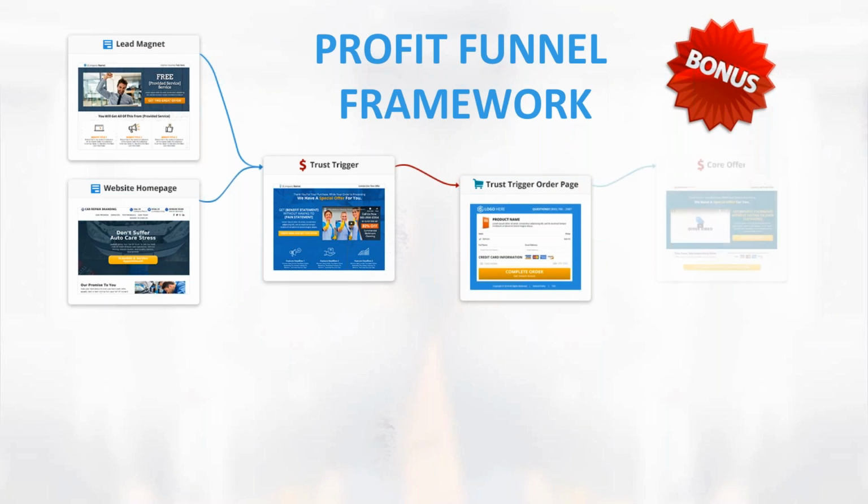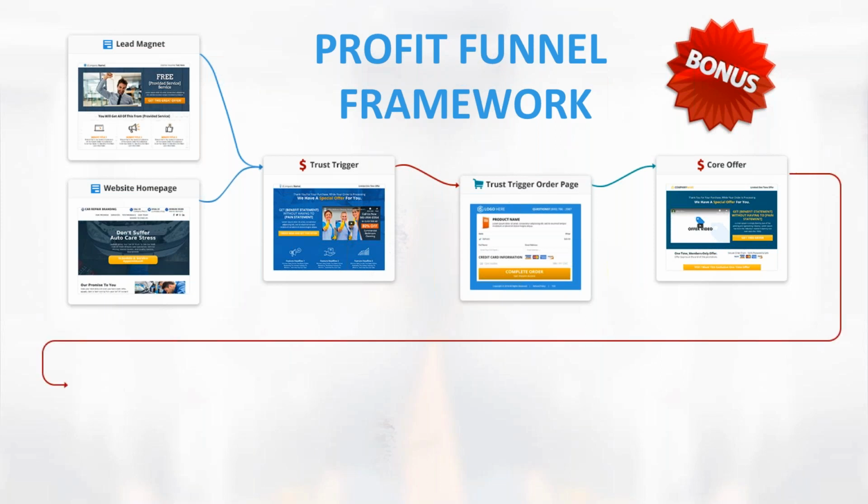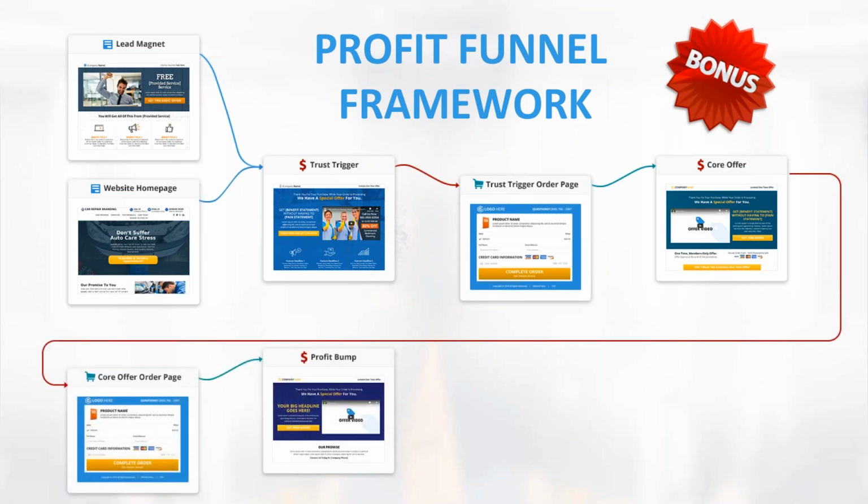The trust trigger order pays, they go ahead and place the order. And as soon as they place the order, you go ahead and make another offer to them, which is your core offer, and get them to take that step. And then after the core offer, the next hub is a profit bump. And a profit bump is if you have any type of concierge level of service, if you have an ongoing maintenance program with your services, that's key.